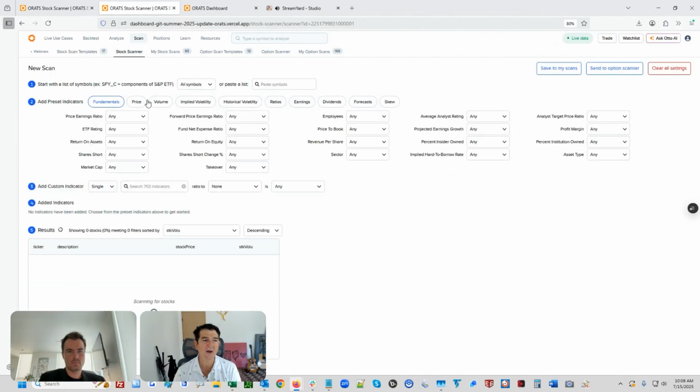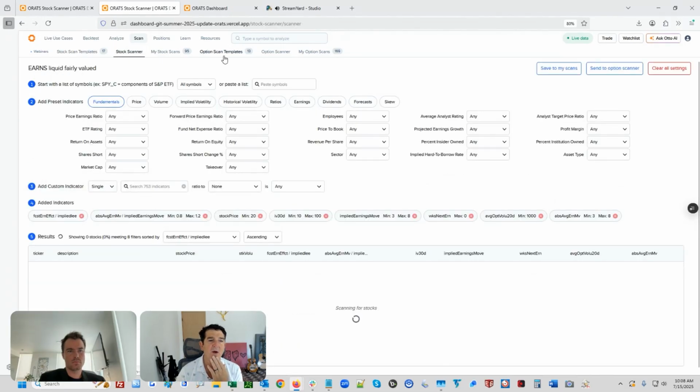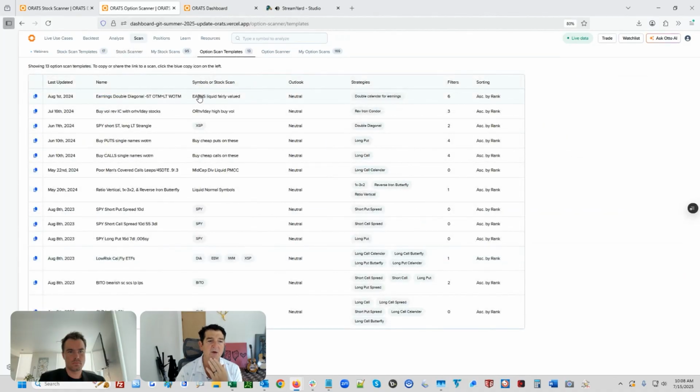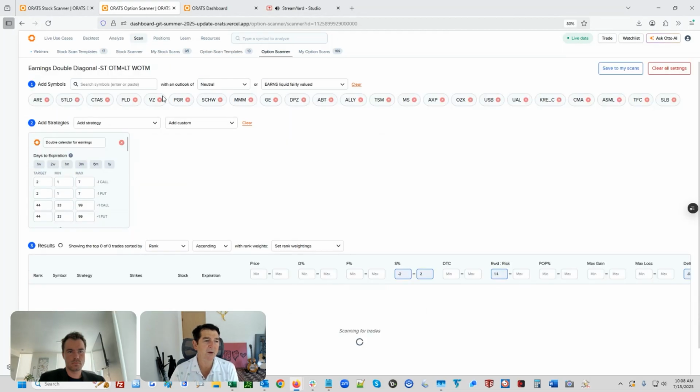So now we're over in the option scan templates, and you can see that earnings liquid fairly valued is here. I should also mention, if you're using a template and you save a different one, you should save it by a different name, and then you could also bring that in. I'm going to click on the double diagonals, and here are the stocks it's bringing in. It's bringing in the top 25, and then we're doing a double calendar for earnings.